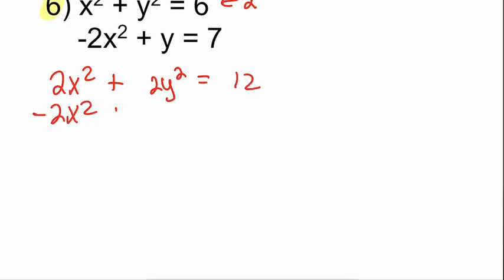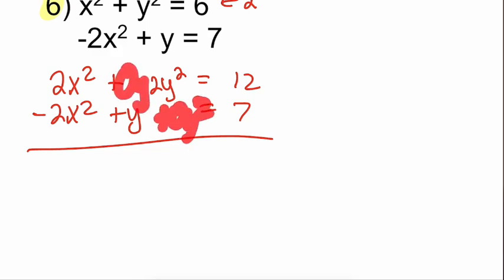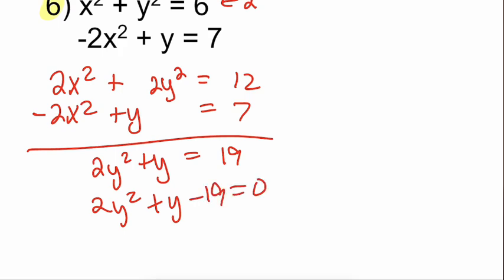Negative 2x squared plus y equals 7. Because there's no y's, I've seen some people put a plus 0y and a plus 0y squared. You can put a little placeholder if you want, if that helps you to add up your like terms, go ahead and do that. Now when we combine these, we get 2y squared plus y equals 19, or 2y squared plus y minus 19 equals 0.